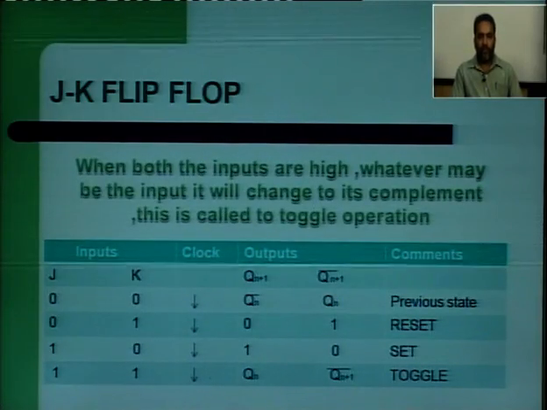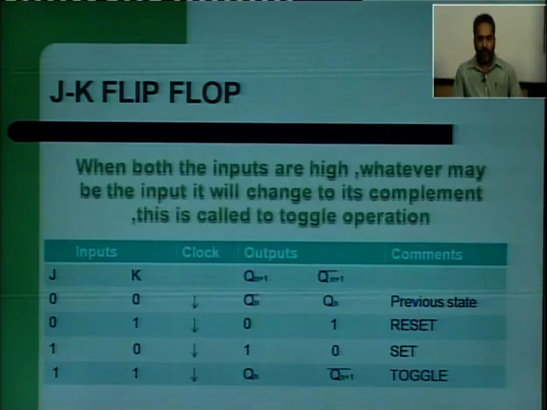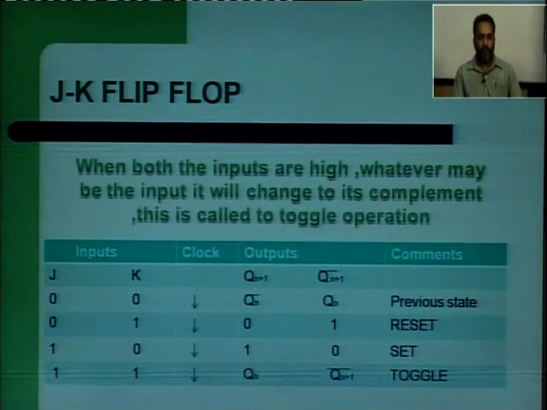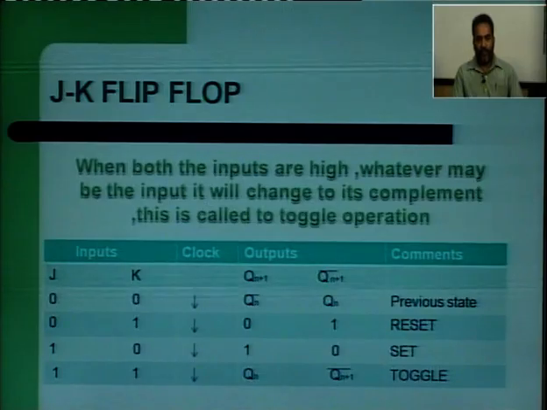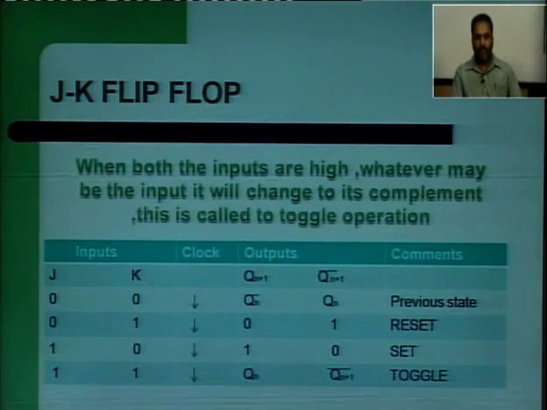So, let us look at the truth table. The earlier three rows are the same as previously. When both J and K are 0, the clock has a downward arrowhead, which means this is a falling edge flip flop. When both J and K are 0, the output is the previous state. If the present state is Q(n+1), the previous state is Q(n).